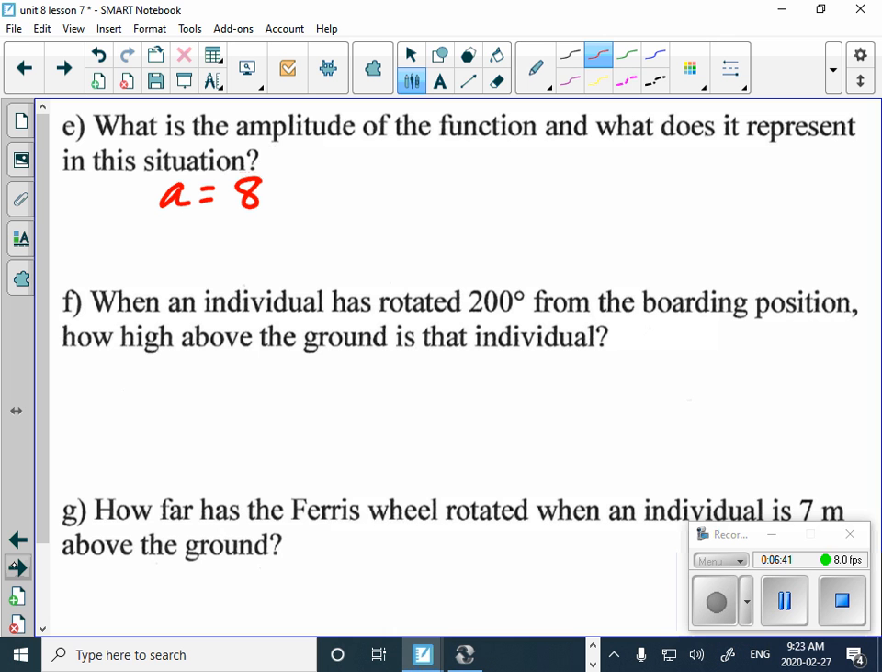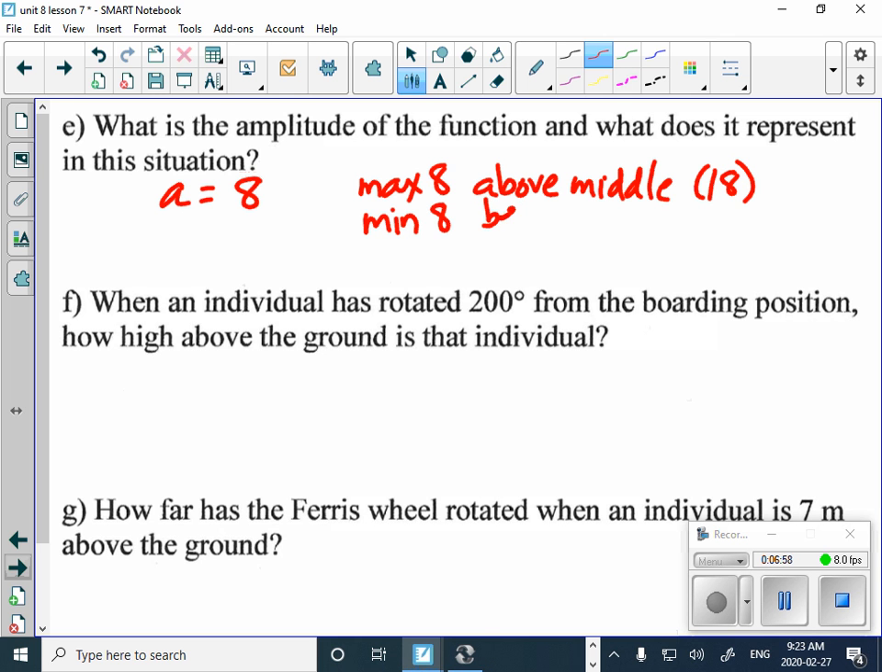It means that the maximum is 8 above the 10, which would be 18, by the way, and the minimum is 8 below the middle, which is 2, by the way. And in terms of the Ferris wheel, it means its radius is 8 meters.